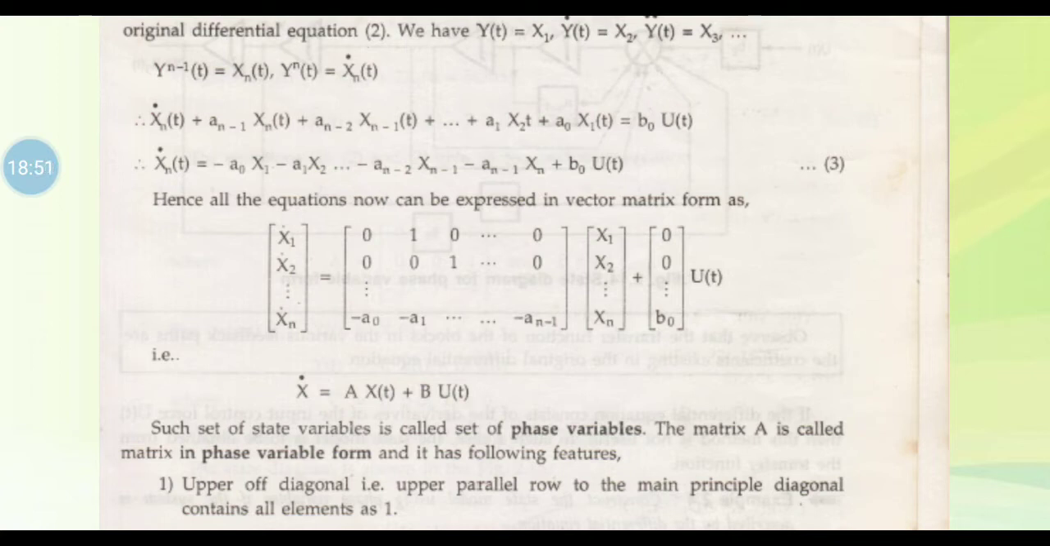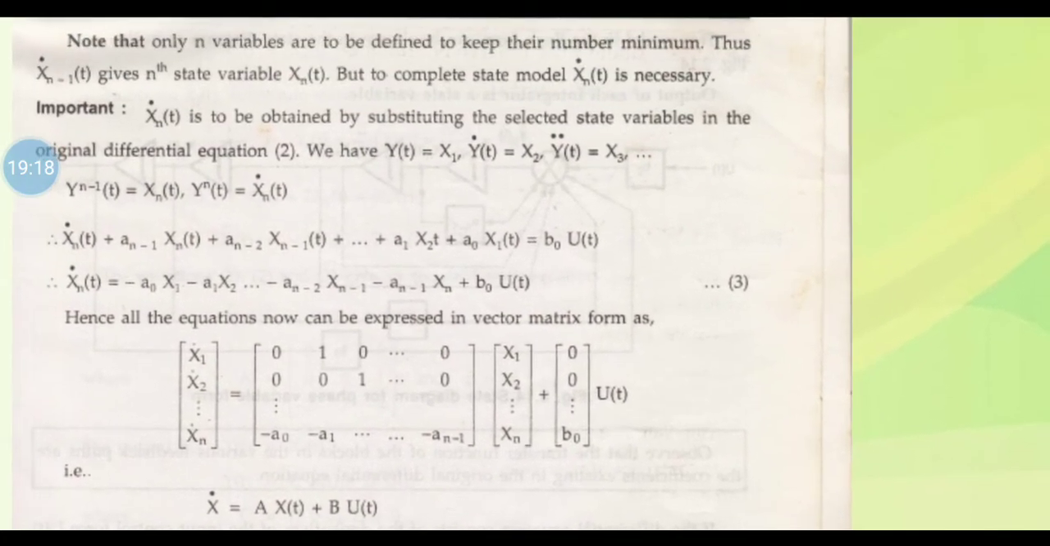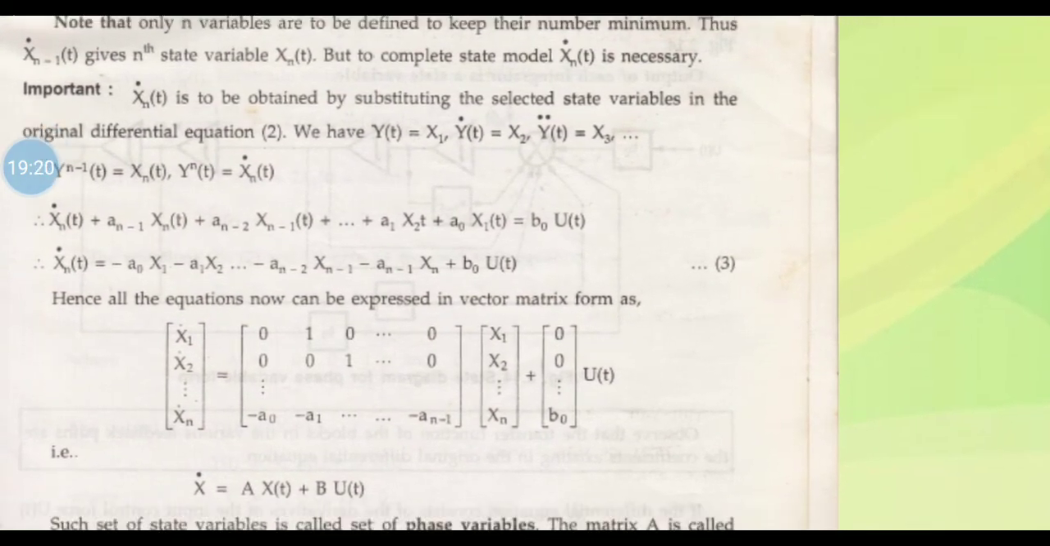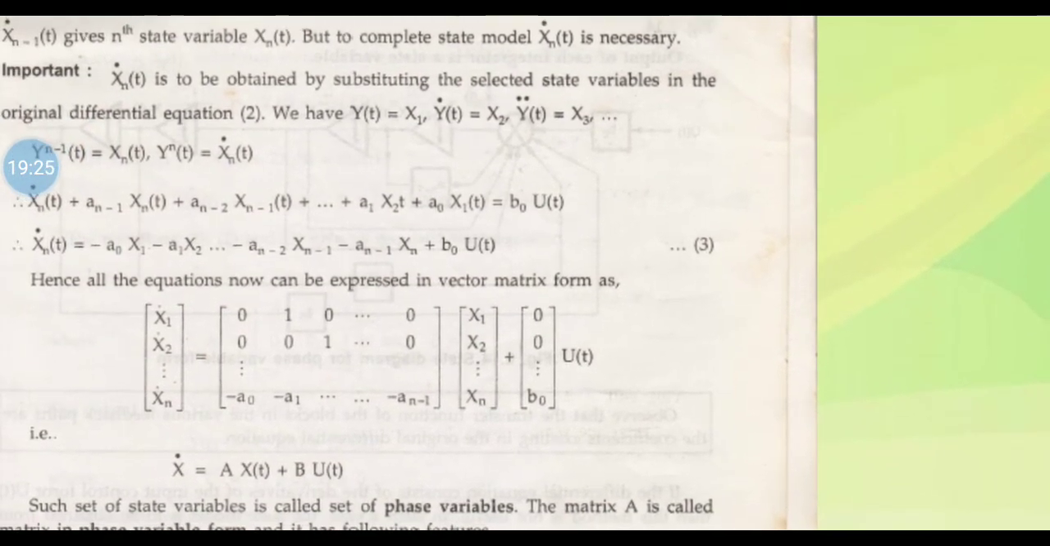All the equations can be expressed in vector matrix form as x1, x2 up to xn, with the matrix rows 0 1 0 and so on, 0 0 1 0 and so on. The last row is minus a naught, minus a1, up to minus a n minus 1, times x1, x2, xn, plus 0 0 b naught u(t), where x dot(t) is A x(t) plus B u(t). Such a set of state variables is called phase variables.